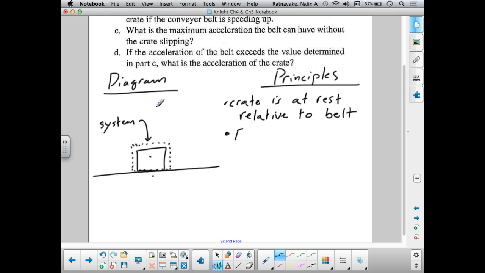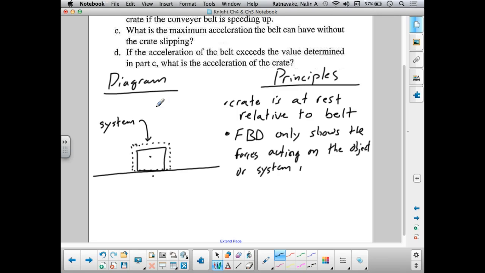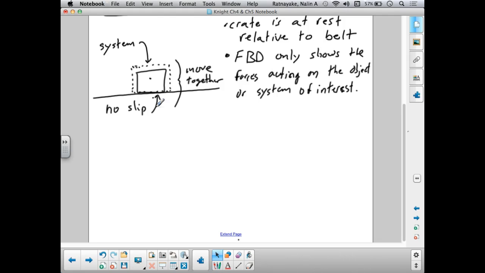Let me remind myself of the fact that a free body diagram only shows the forces acting on the object or system of interest. Okay, so I'm not thinking about forces on the belt, I'm not thinking about forces on the earth, I'm not thinking about forces on anything else except for this crate. This is going to help me draw this free body diagram. And just to make it clear, let me say move together, and no slip. Okay, I have some reminders now to myself so that I can accurately draw these free body diagrams.